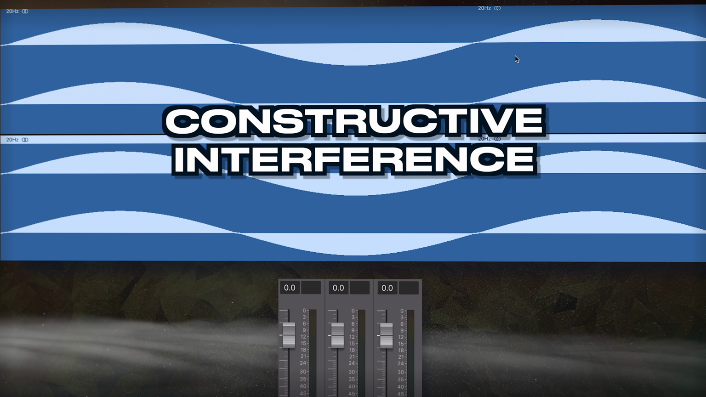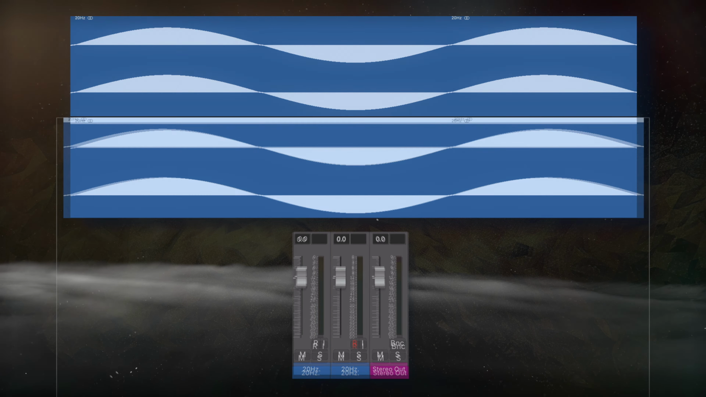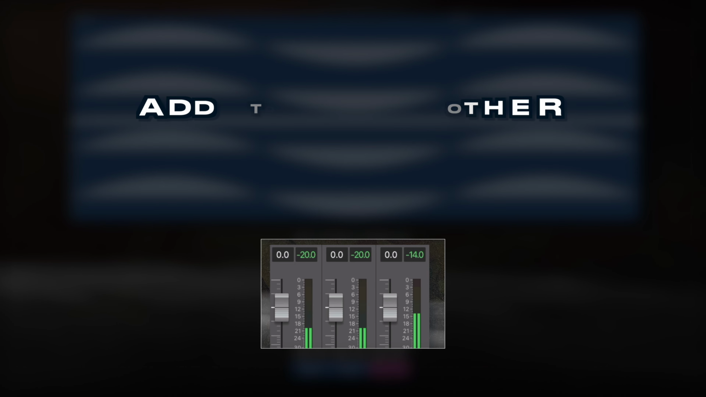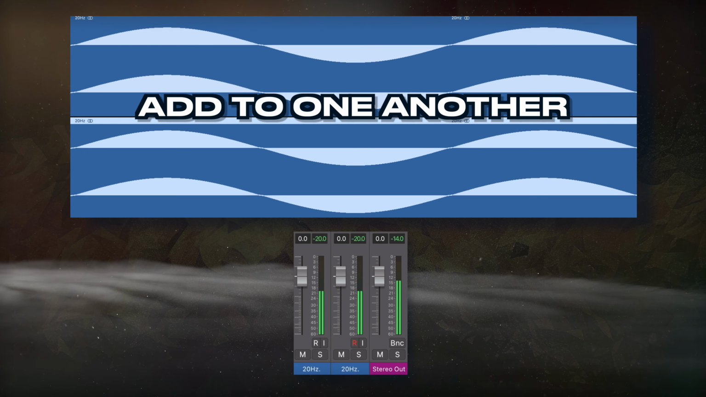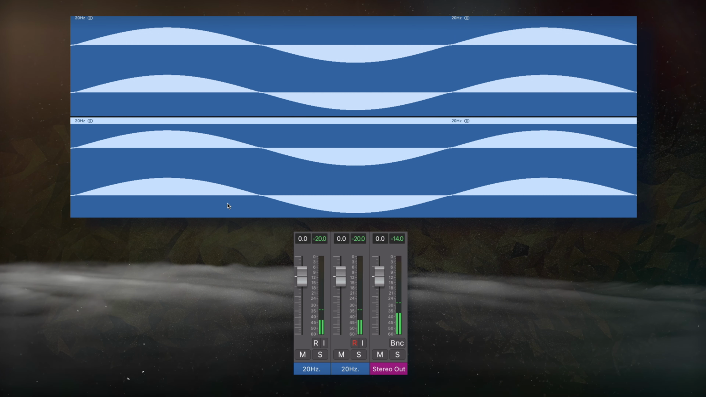Constructive interference occurs when two or more signals add to one another. So look at the output. If I played one 20 Hz wave, the overall amplitude is lower than if I played both together. Since they're aligned, they add to one another in turn, causing a higher amplitude signal when they're combined. But let's look at what happens when they aren't aligned.